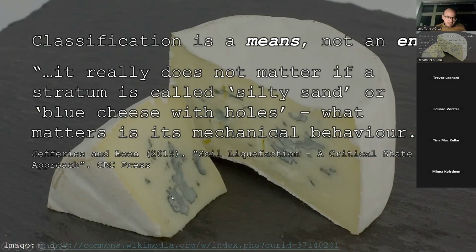So all these index properties, we are not after them in themselves, but rather we are trying to make initial estimates of engineering behavior based on those index properties. And the way we make those initial estimates is by making use of previously published correlations. So let's see what sort of estimates we can make.